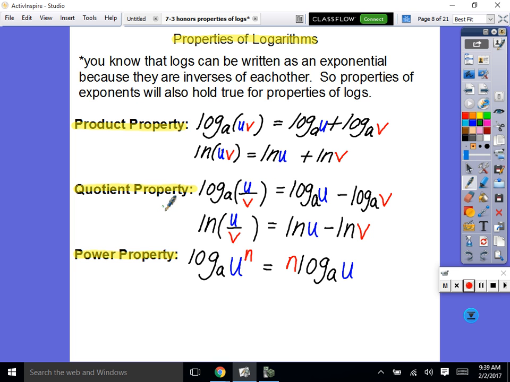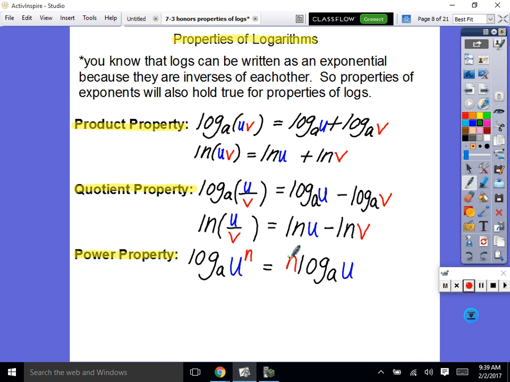Same with ln. And then log to the base a of u raised to the n power: when raising something to a power, you multiply the power. So we're taking this power and multiplying it by our log. Basically we're taking the n and putting it out front and multiplying.